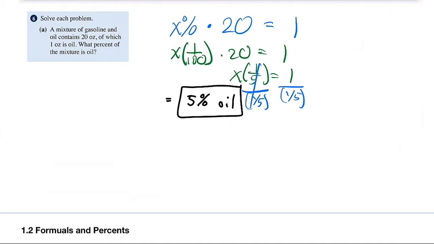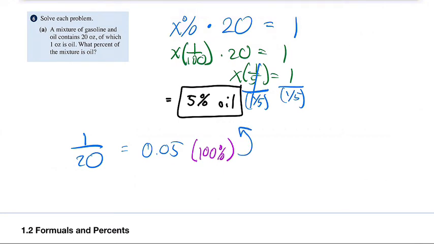Now let's try to apply the formula that we had from before. The partial amount over the whole amount equals the decimal value. So the partial amount was 1 and the whole amount was 20. Okay, so then 1 divided by 20 is 0.05 as a decimal, and then to convert to a percent, we would say times 100%. And that would indeed give us this result. That'll give us 5%. So two different ways of working the same question.